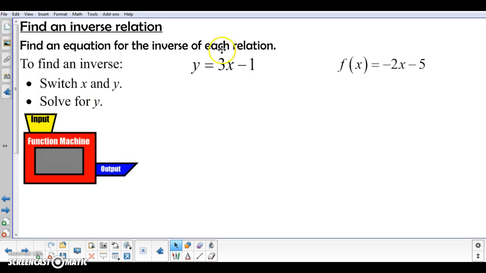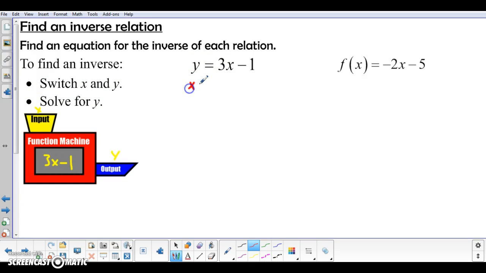My first equation is y equals 3x minus 1. To find the inverse of this equation, I'm going to write this in here. So y equals 3x minus 1. So what happens is x values go in, and then they get multiplied by 3, and then you subtract 1, and out comes the output, which we typically label as y. Now for the inverse, we're going to switch x and y, and then we're going to solve for y, because I want to do those steps in reverse.